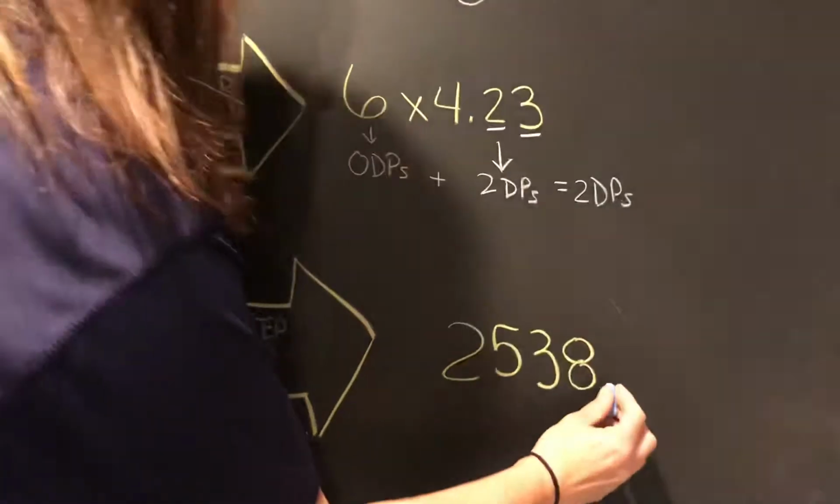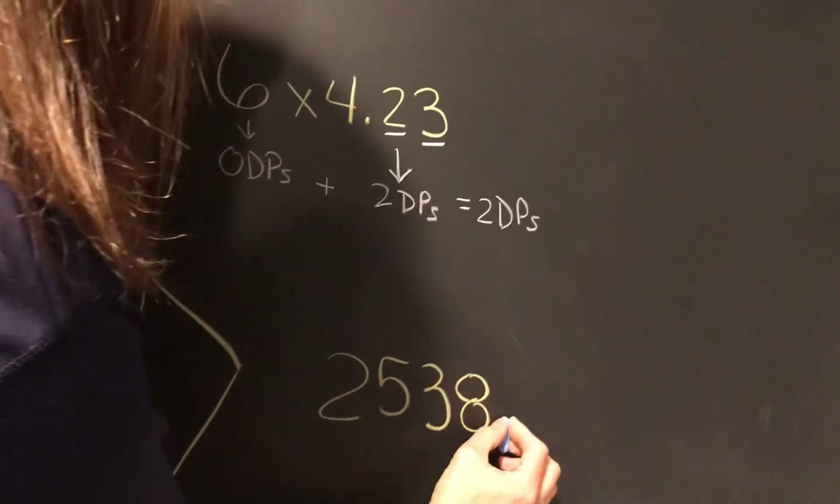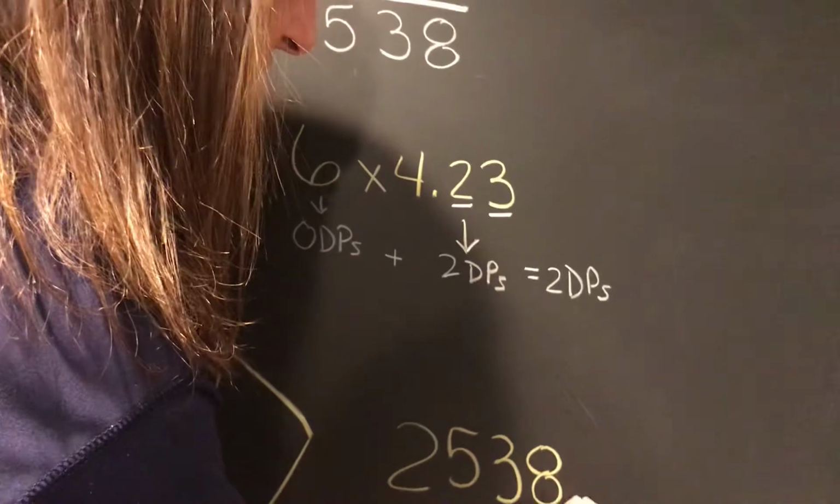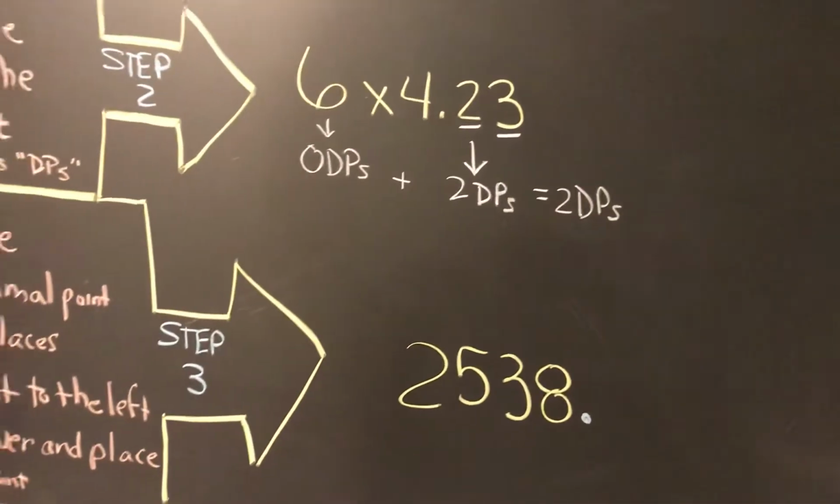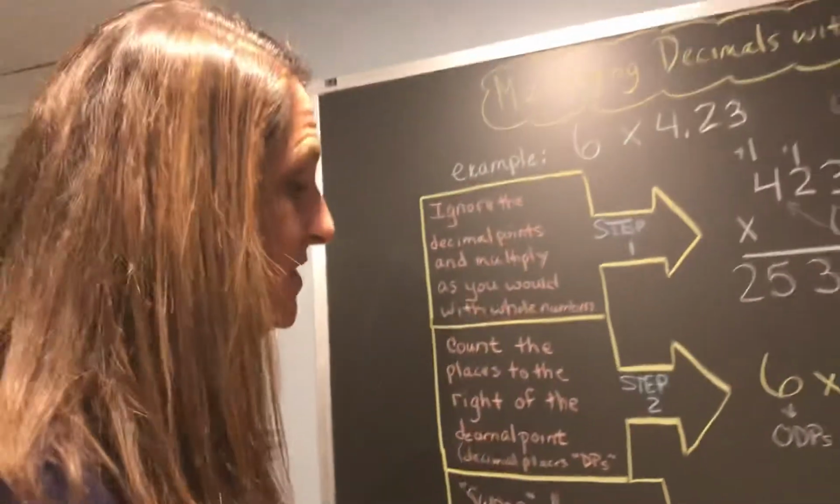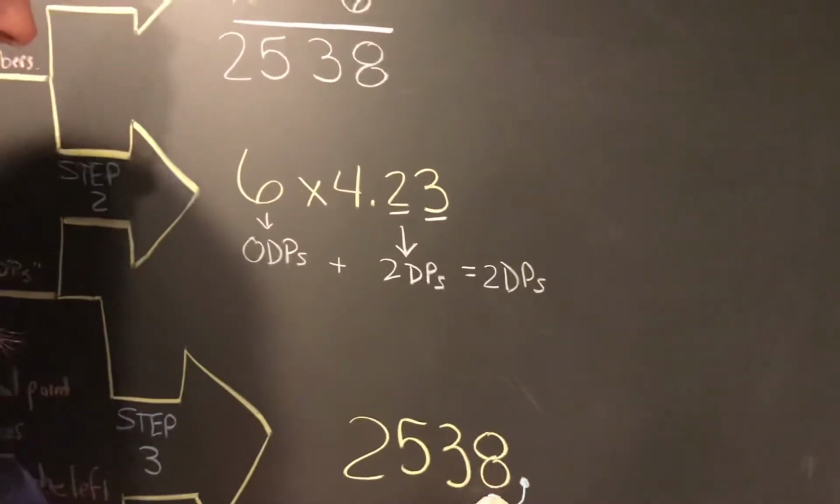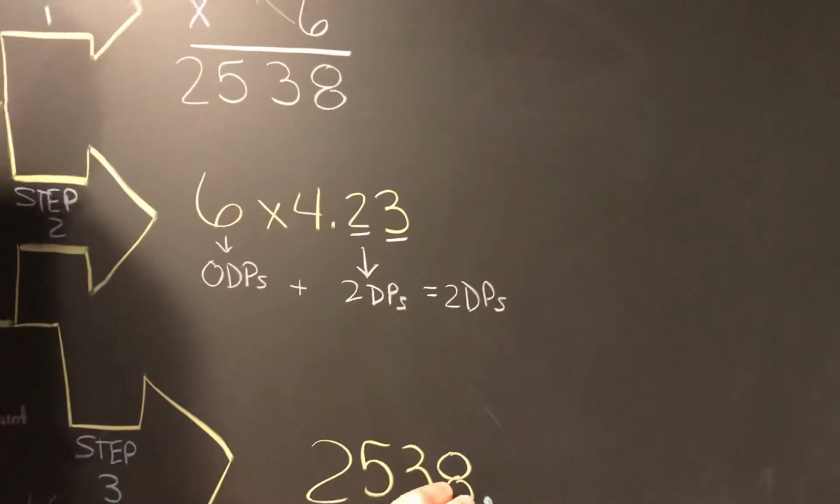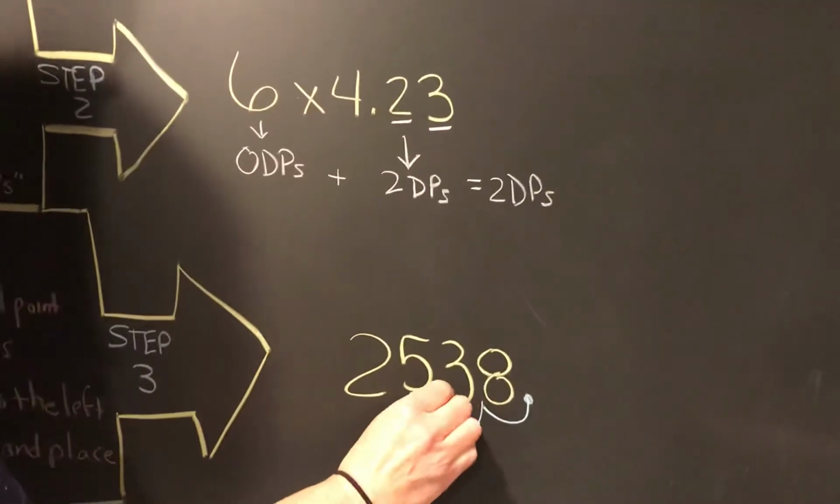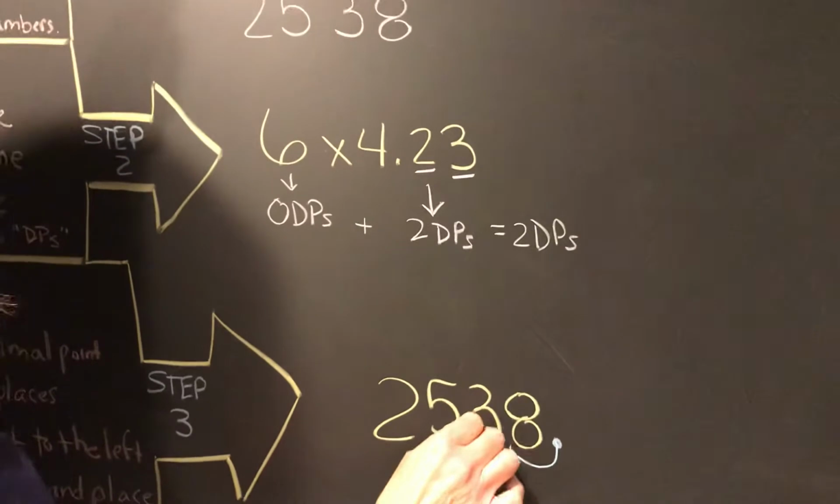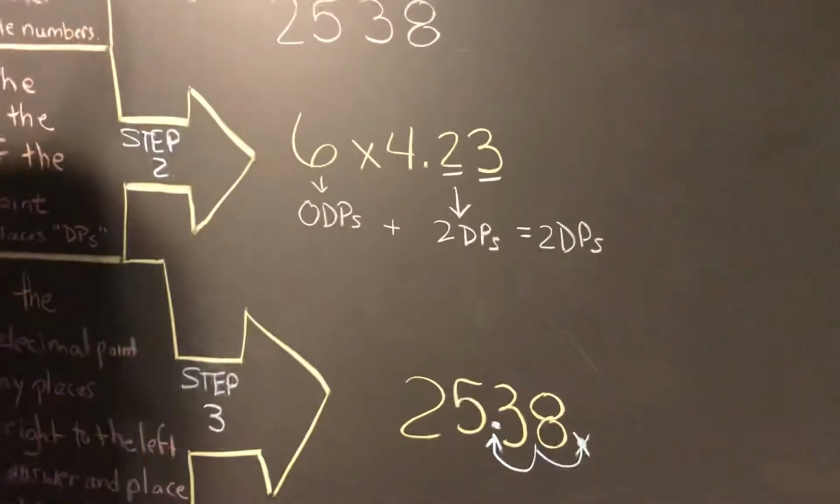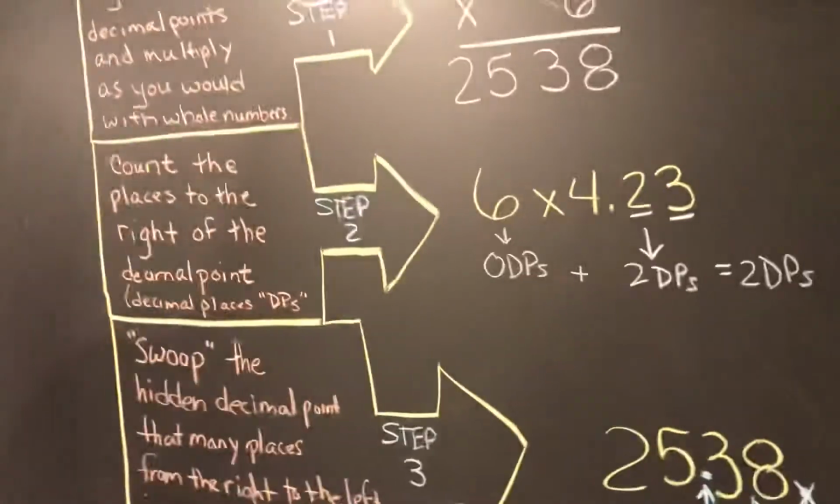Our hidden decimal point is always at the end of a number, because 2,538 with a decimal point at the end is still 2,538. We determined that we have to swoop it 2 places to the left. So you grab it, 1 place, 2 places, land your decimal point between the 5 and the 3, and cross out the one at the end because you moved it.